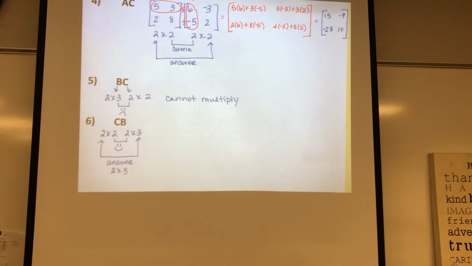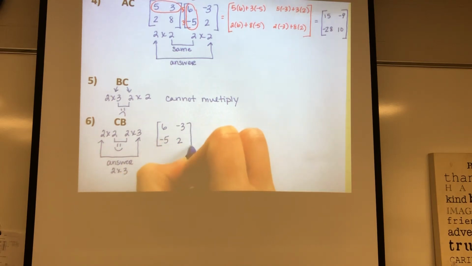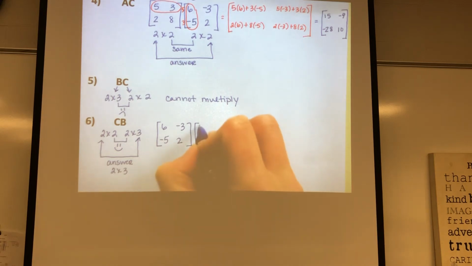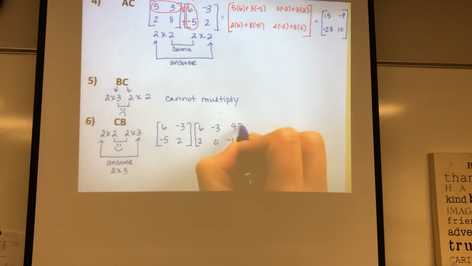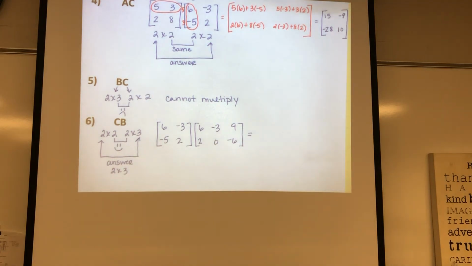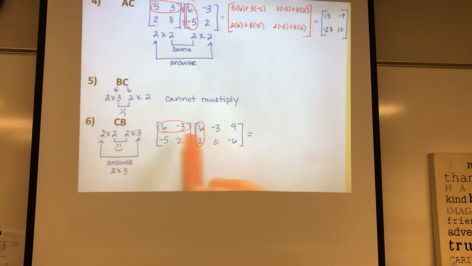So once we know we can multiply, we can set it up. So we're going to take our C matrix, 6, -5, -3, 2, and we're going to multiply it times our B matrix, 6, 2, -3, 0, 9, negative 6. And we're going to do the same thing we did last time. We're going to take the first row times the first column, and then first row times second, first row times third. Once you get through all of those, then you move on to the second row times first, second row times second, second row times third. So I want you to hit pause, give that a try, see if you can multiply all of those out.